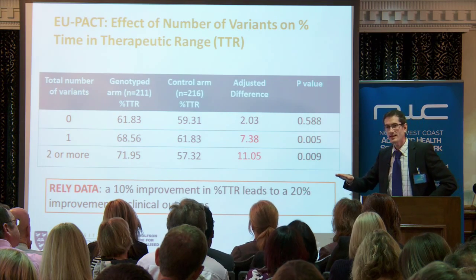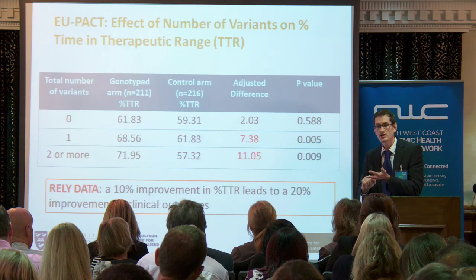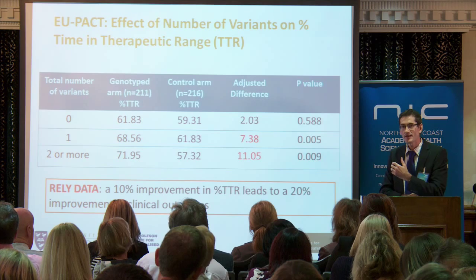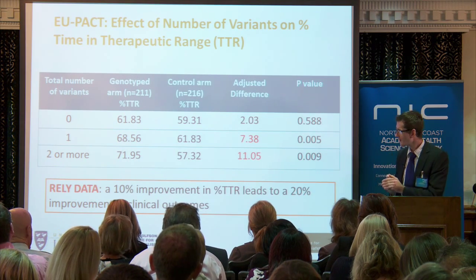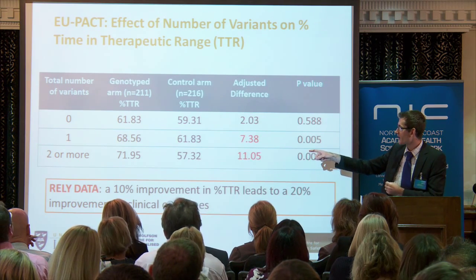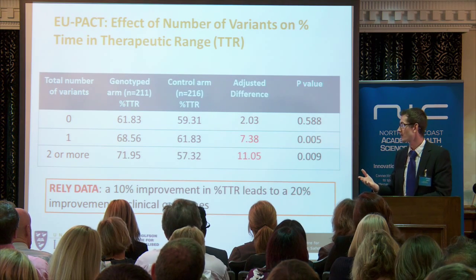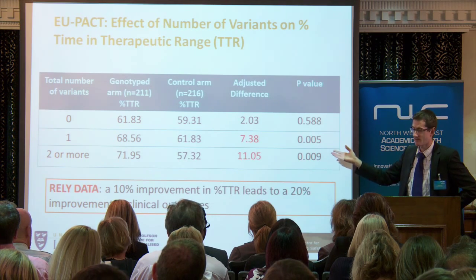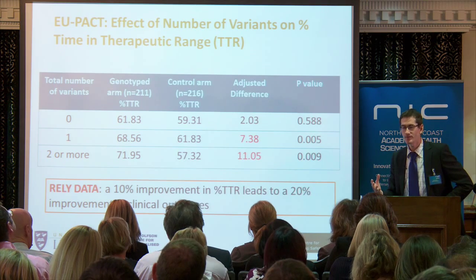If you don't have any variants in these VKORC1 or CYP2C9 genes, then there is no benefit over normal clinical practice for dosing. Really, it's the people who have two or more of these variants who get a significant benefit in terms of their time within the therapeutic range. And that reached an adjusted difference of over 10%. It was 11.05. And 10% is a clinically relevant improvement.